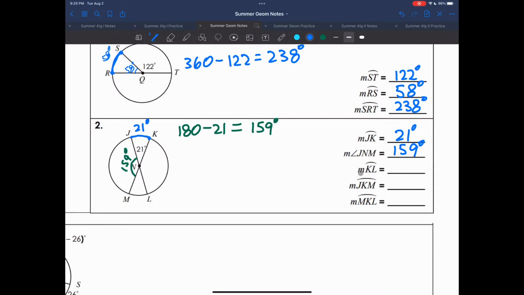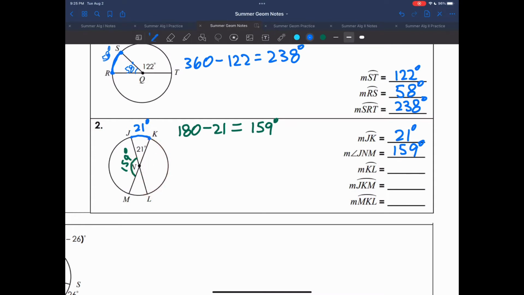Now it says, find the measure of arc KL. Okay, it's an arc, starts at K and goes to L. So we want the measure of this arc. So think about that. Some connections you could make here. We just found this angle, which means it's the same as this angle, which means this angle is the same as this arc. So all of those things I have highlighted are each 159 degrees.